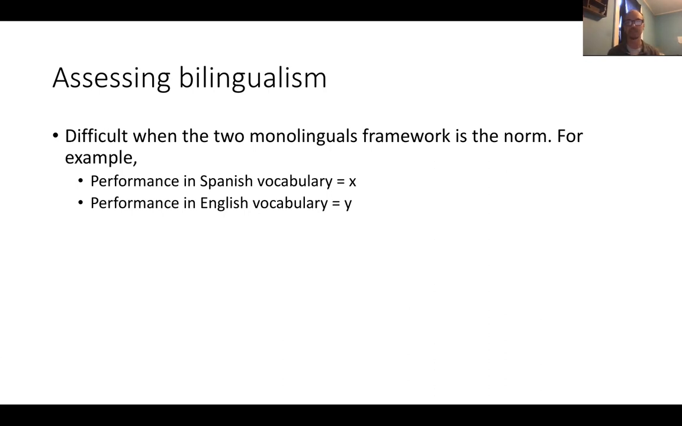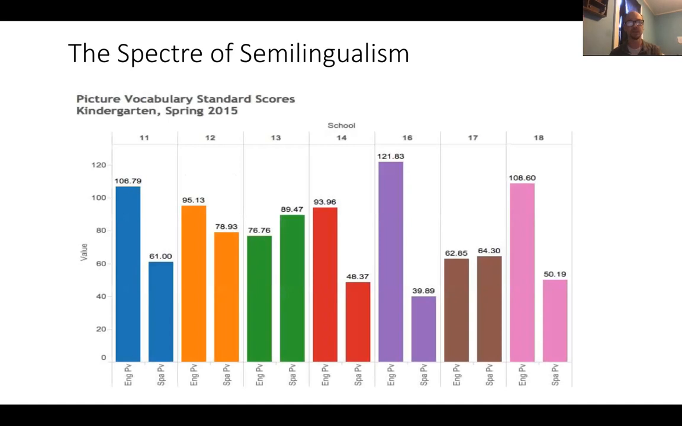So you have performance in Spanish vocabulary would be X, performance in English vocabulary could be Y. And then you put those kids' performances on a norming scale, and you try to make some determinations about their degrees of bilingualism. This is very typical. And the problem with this is you end up with the potential of the specter of semilingualism. So here's some vocabulary data from seven different schools, kindergarten through grade 1.